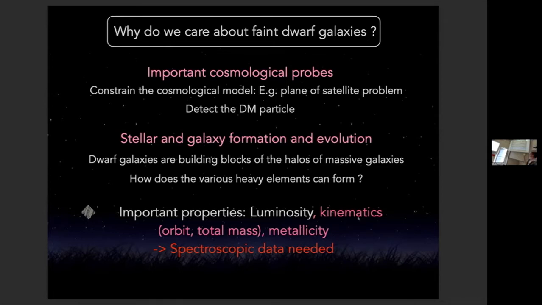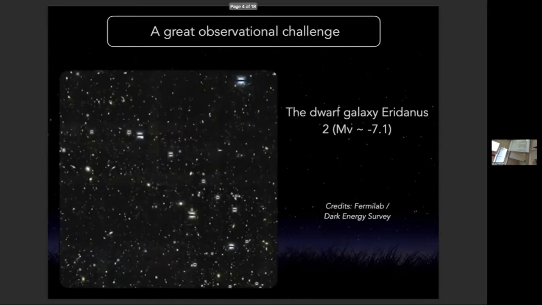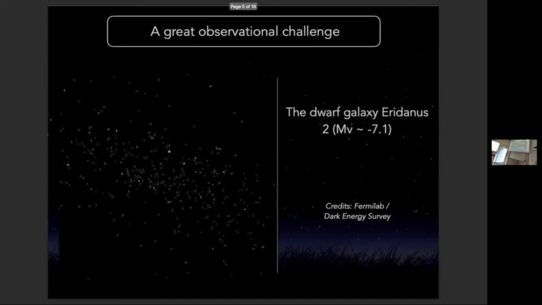Spectroscopic data are needed to study these satellites, but the problem is that it's a great observational challenge. This is a great picture that shows you the dwarf galaxy Draco 2. It's quite an extended and bright system already. But when you want to say which of these stars are actually members of Draco 2, this is what you get. You see that most of the stars that you saw before are actually Milky Way foreground contamination.